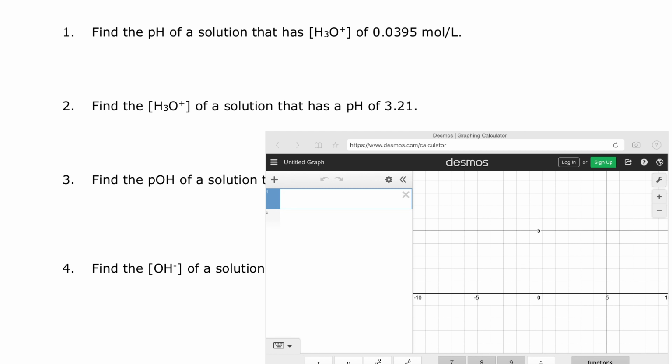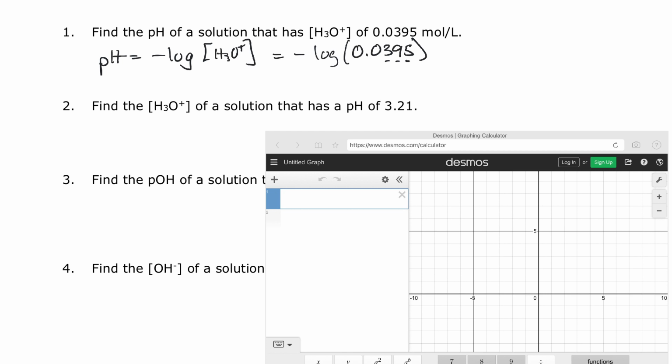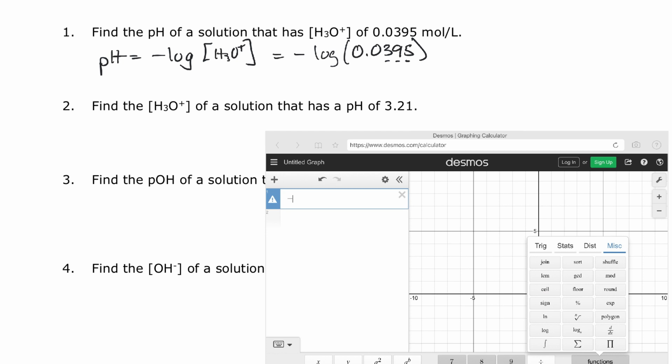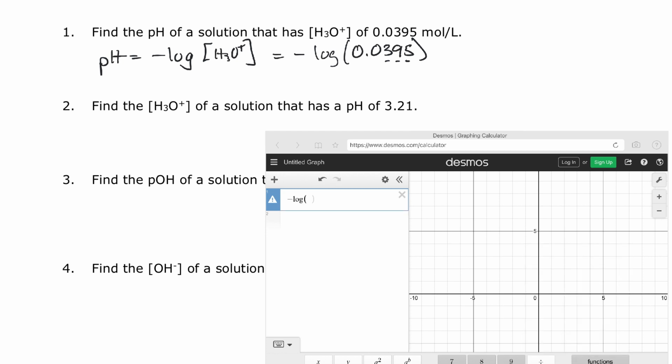0.0395 moles per liter. So the formula I'll use is pH is equal to the negative log of the hydronium ion concentration. So I'm finding pH, so it's negative log of 0.0395. So in here I have 3 sig figs, so my answer I need to have 3 sig figs. So let's go to decimals here and see if we can figure this out. So I have negative, and then under miscellaneous log, and that's assumed to be base 10, of 0.0395. There we go.